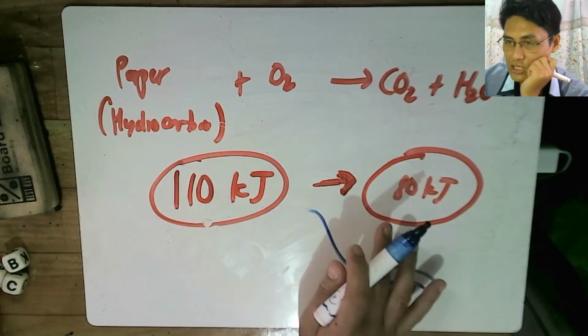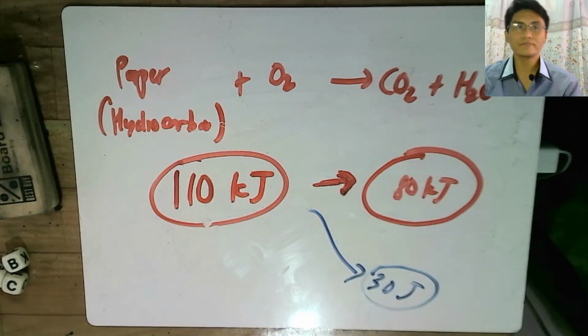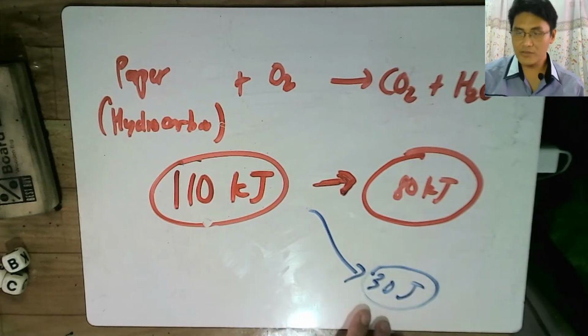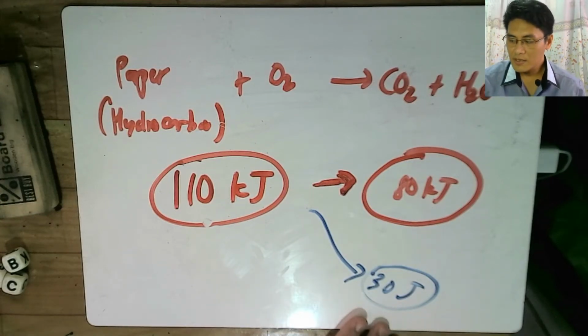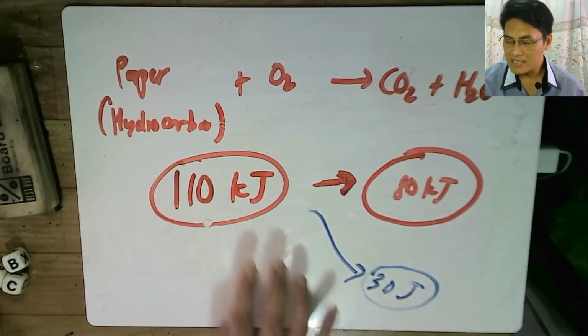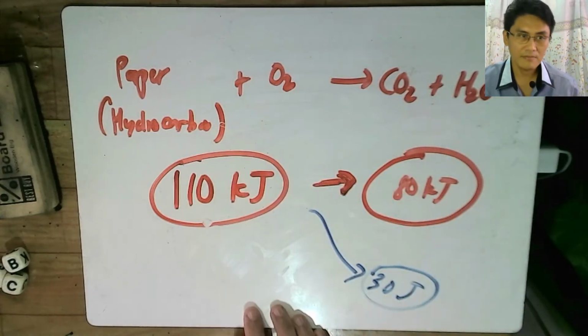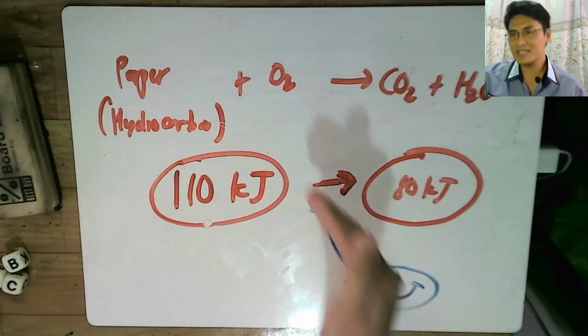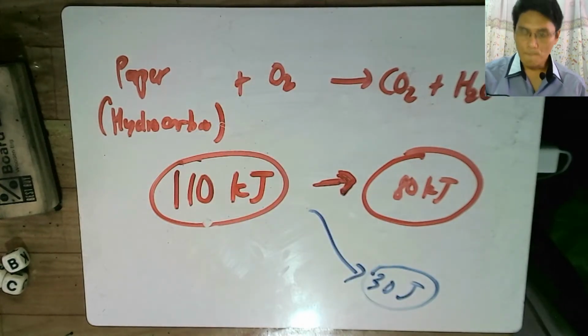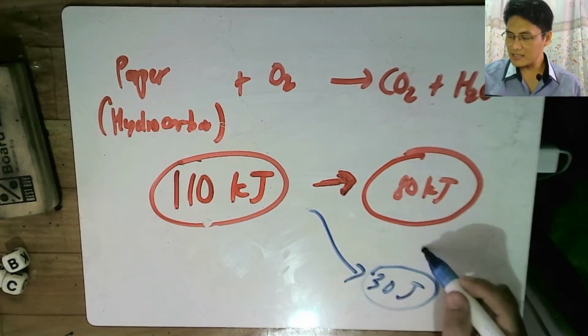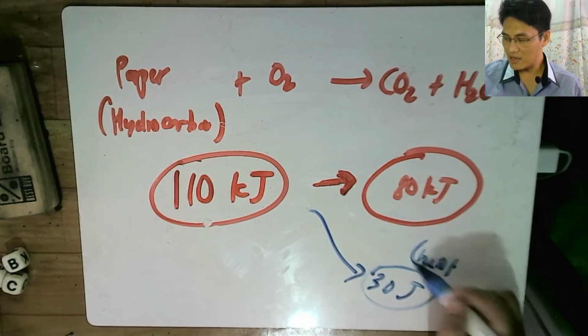You have lost 30 joules. Now, what do you mean by you have lost 30 joules? It means that energy escaped from the system, right? And when energy escapes from the system, more often than not, that energy is translated to heat energy.